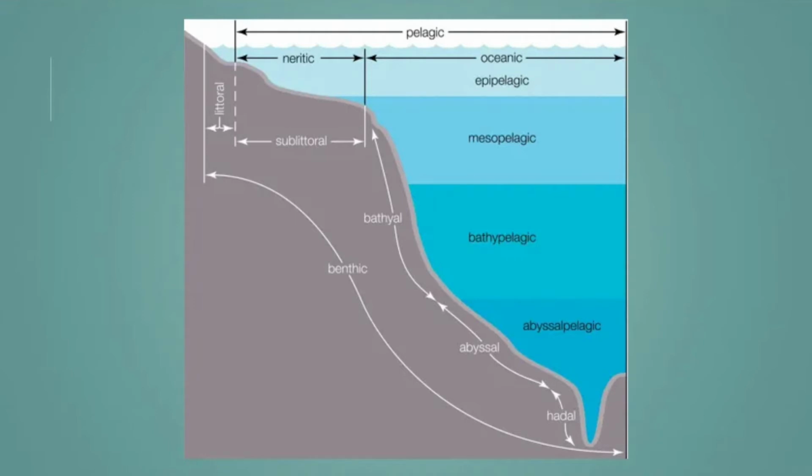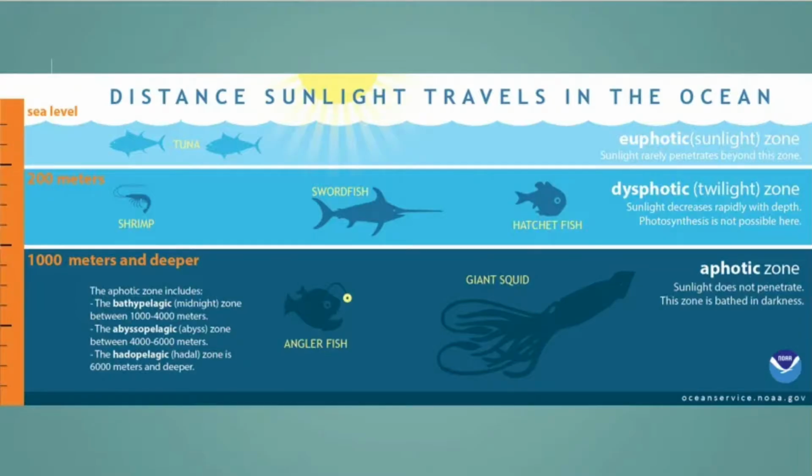The pelagic zone is divided into the Neritic zone and the Oceanic zone. The water above the continental shelf is the Neritic zone, and the water past that out in the open ocean is the Oceanic zone. There are three different light zones: euphotic, dysphotic and aphotic.